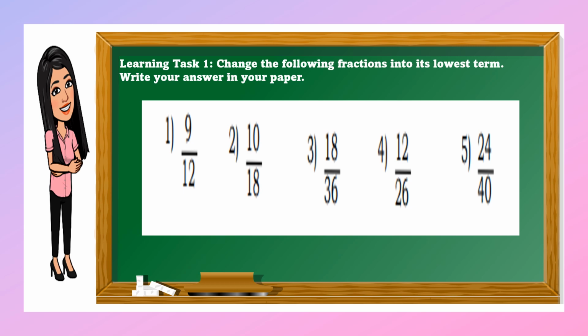For your learning task, change the following fractions into its lowest term. Write your answer in your paper. Change 9/12, 10/18, 18/36, 12/26, and 24/40 into lowest term. Find the GCF first of two numbers, then yun yung i-divide nyo pareha sa kanilang dalawa sa numerator and denominator para maging lowest term siya.